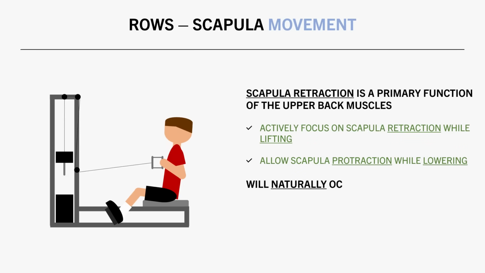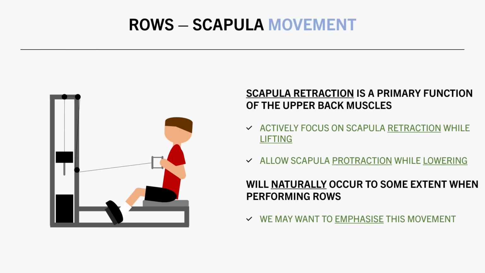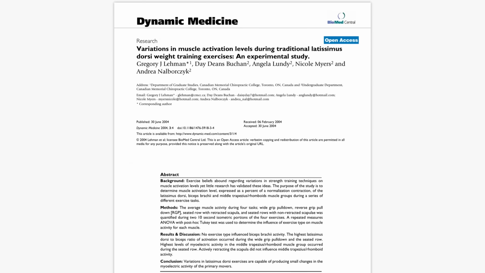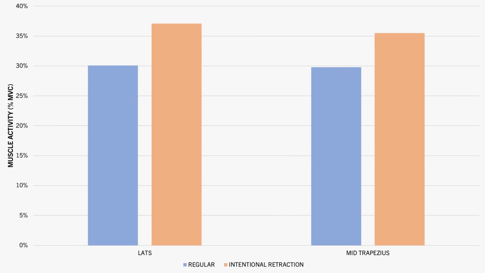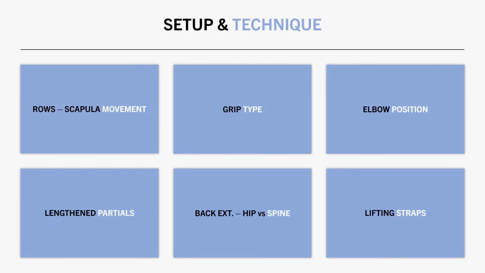This scapular movement will naturally occur during rows whether we actively focus on it or not, but we may want to emphasize this movement to maximize the involvement of the upper back muscles. This study compared the effects of performing seated cable rows with or without active scapular retraction. It was found that muscle activity of the lats and middle trapezius were a little greater when actively focusing on scapular retraction.